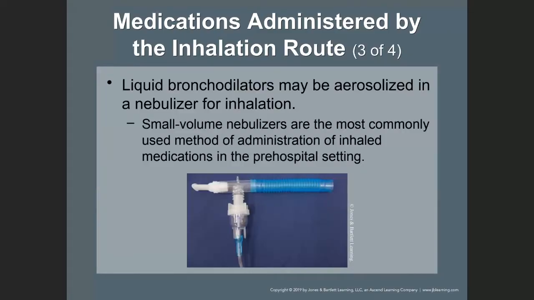Medication administered by the inhalation route, continuing. Liquid bronchodilators may be aerosolized in a nebulizer for inhalation. Small volume nebulizers are the most commonly used method of administration of inhaled medications in the pre-hospital setting.